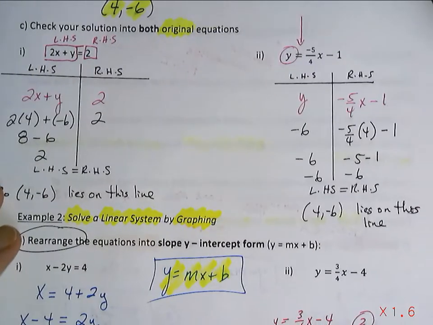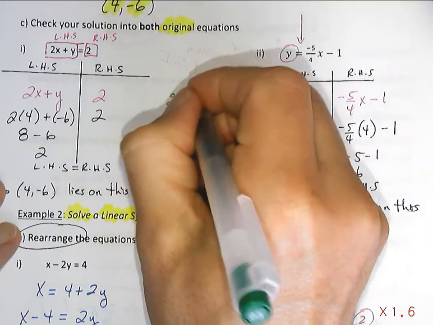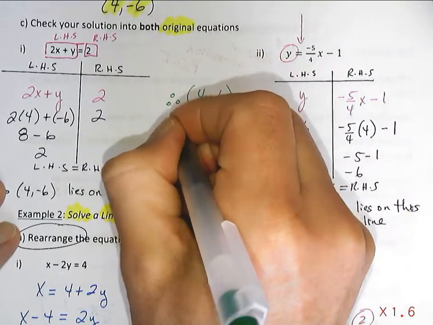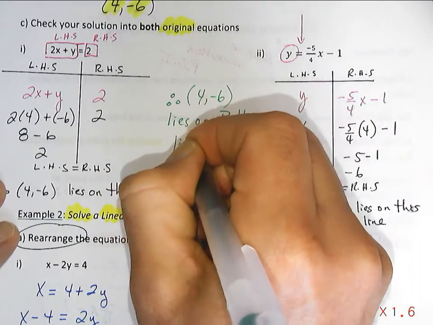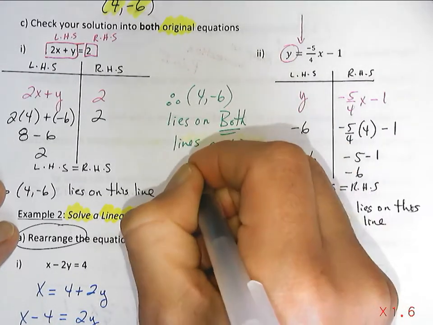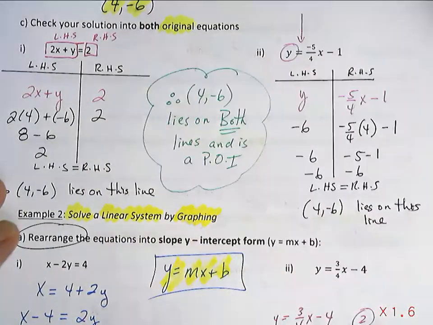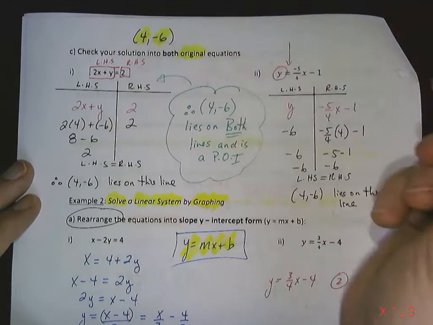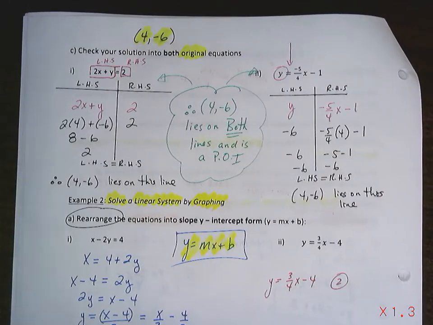And because it lies on both lines, that means, therefore, (4, -6) lies on both lines and is a point of intersection. And the only reason why I can say that is because it lies on this line, and I've proved it, and it lies on this line, and I've proved it. And that's what's called a formal check. And we're going to do lots of those.